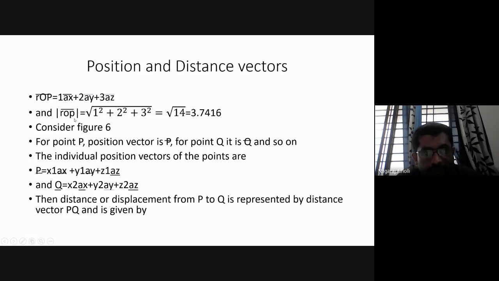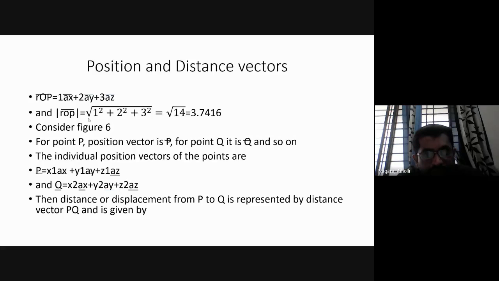Then what is the magnitude, students? Magnitude is the absolute value, that is square root of 1 square plus 2 square plus 3 square, that comes out to square root of 14, right? 1 square is 1 plus 4 is 5, 5 plus 9 is 14, so square root of 14 is 3.7416. So like this we are finding the magnitude of the position vector.